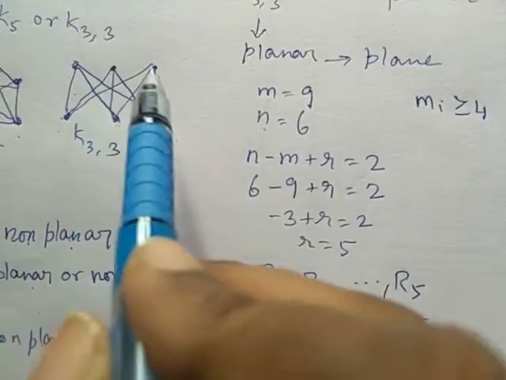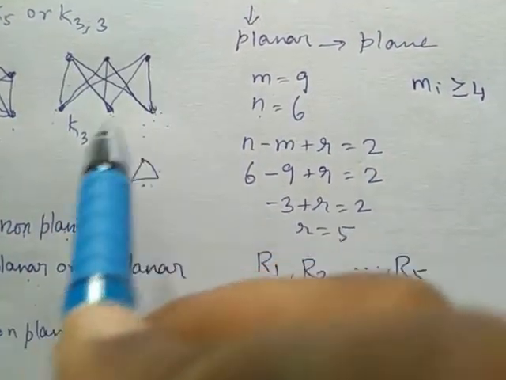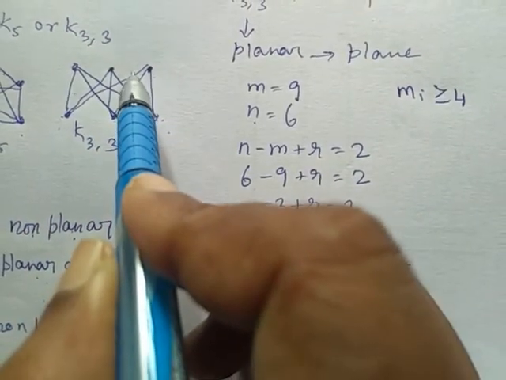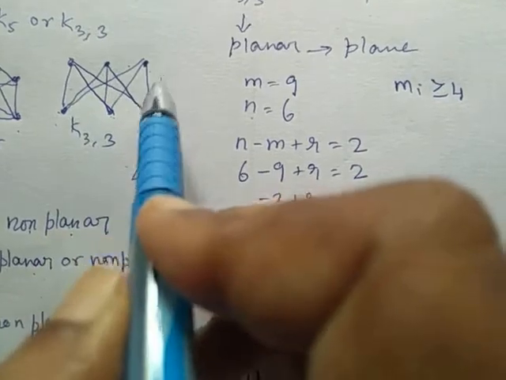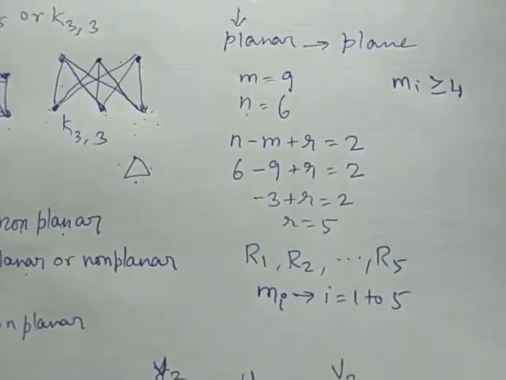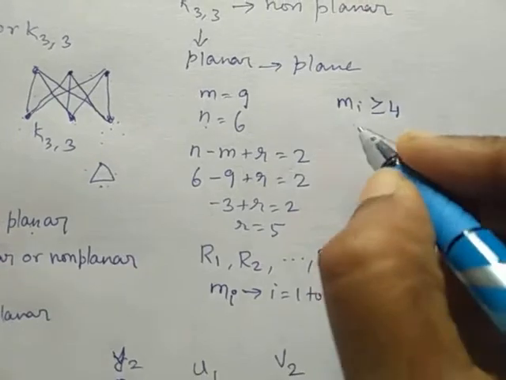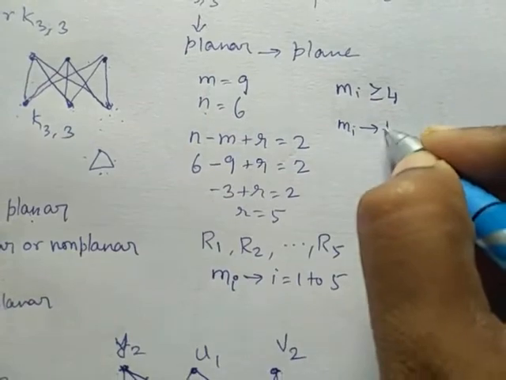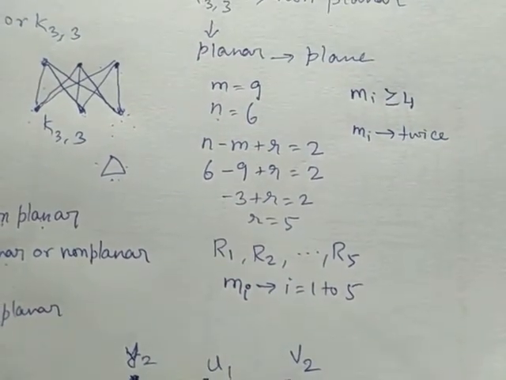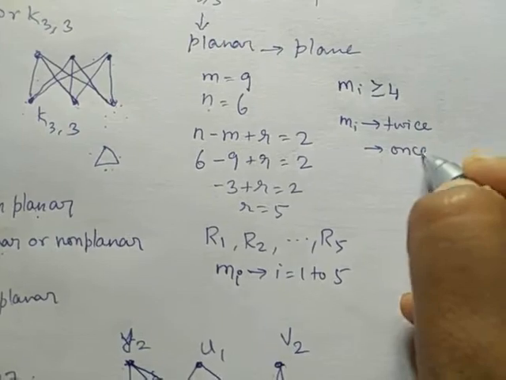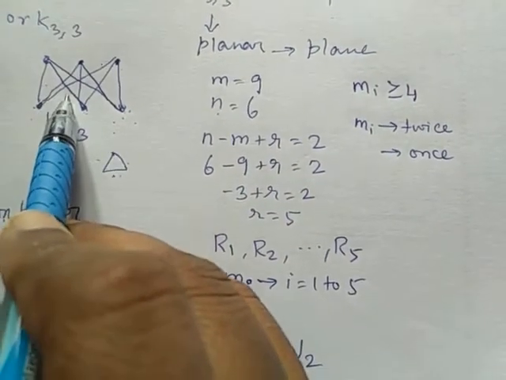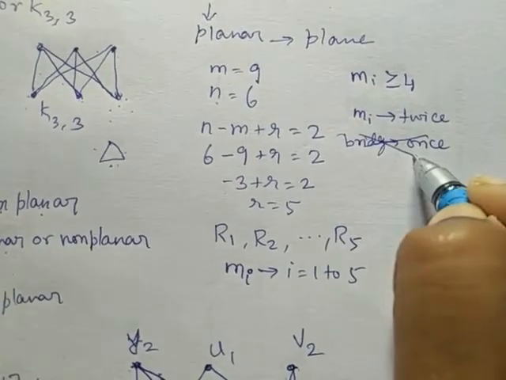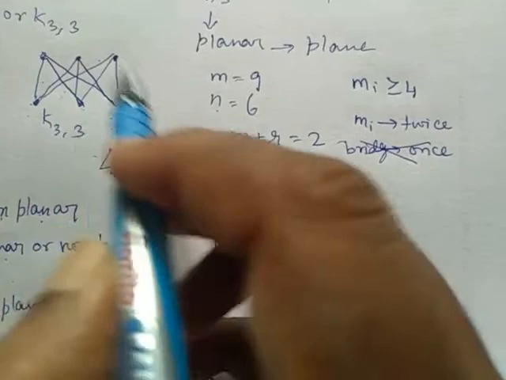Also, this graph does not contain any bridges. If we remove this edge, the graph is still connected. If we remove any one of the edges here, the graph is connected. Therefore, it does not have a bridge. Already we have seen an edge is counted twice if it is on a boundary, and it is counted once if it is a bridge. Since these edges are not bridges, each edge is counted twice.